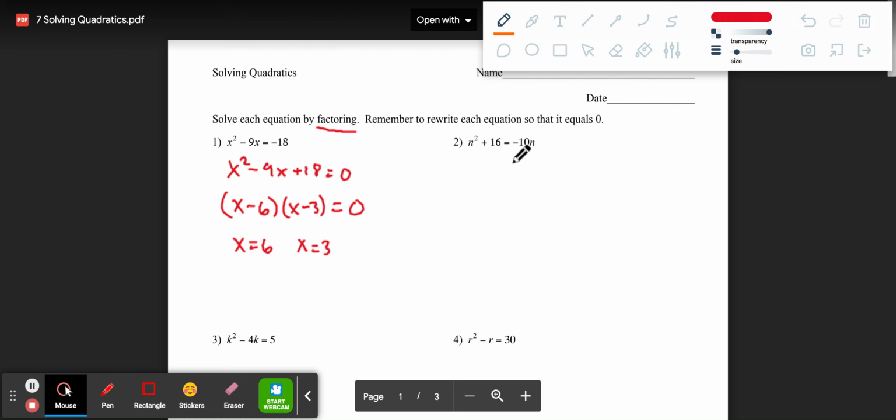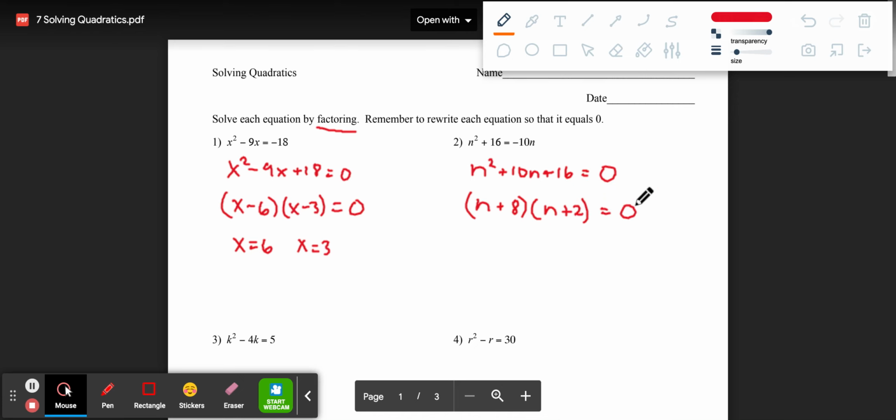Let's do the same thing here for the second one, number 2. Let's once again get it equal to 0. So I have n squared plus 10n plus 16 is equal to 0. It's always better when it equals 0, so we can solve this by factoring. Again, I'm looking for factors of positive 16 that add to positive 10. I'm seeing a plus 8 and a plus 2.